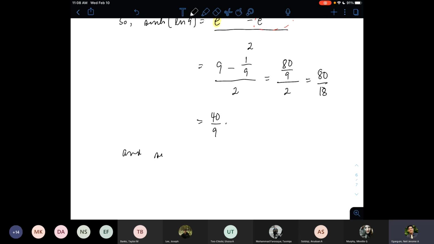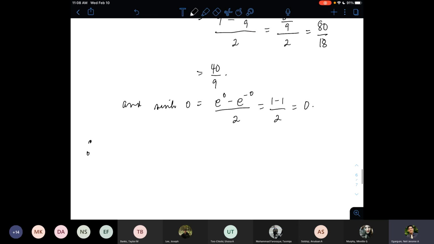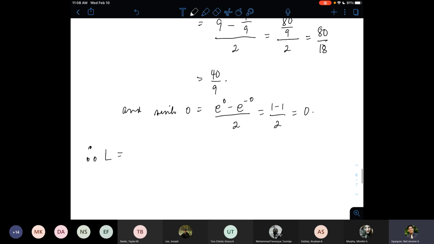And hyperbolic sine of 0 will just be e to the 0 minus e to the negative 0 all over 2. That's 1 minus 1 over 2, so that's going to be 0. So therefore, the arc length is equal to 40 over 9 minus 0. So that's 40 over 9 units.